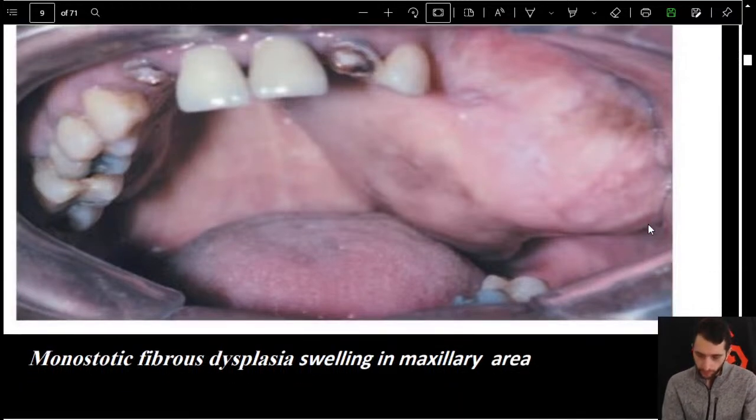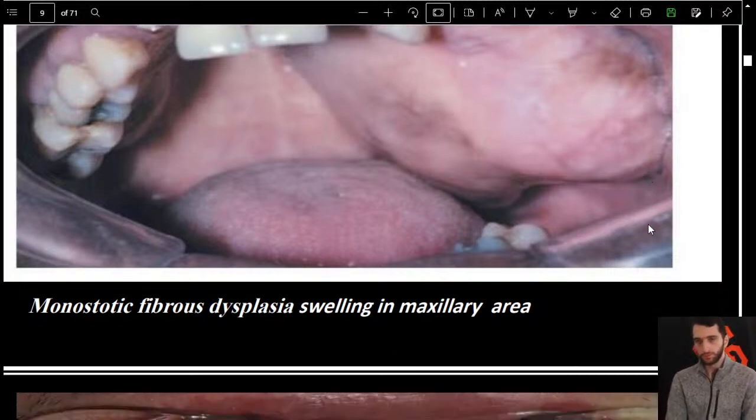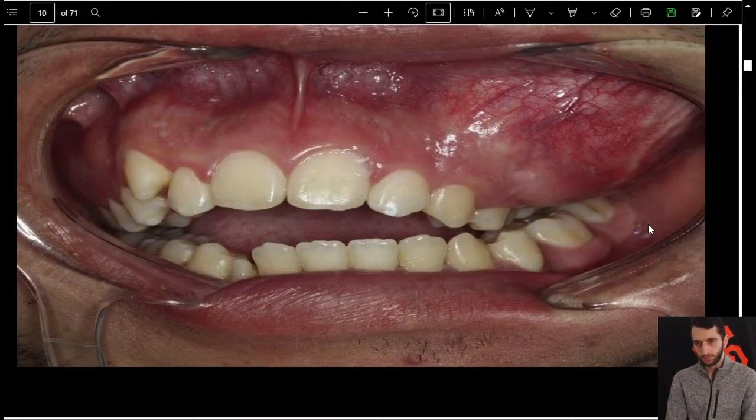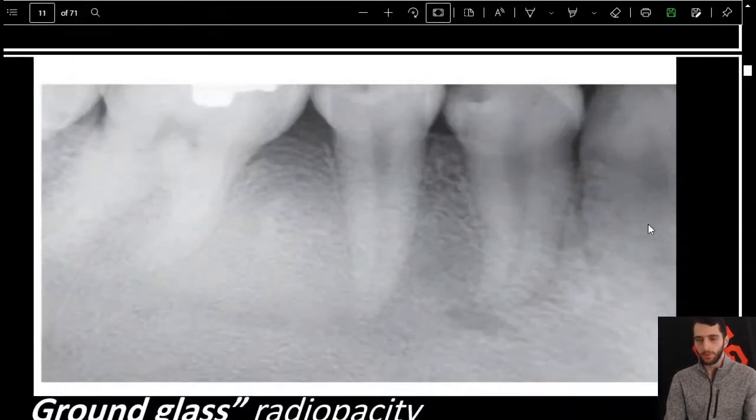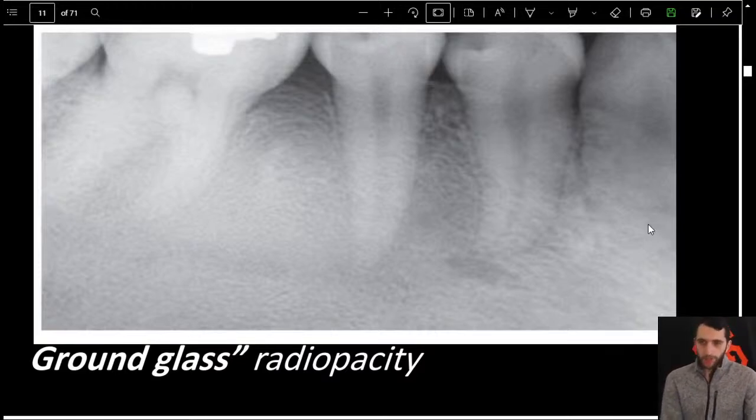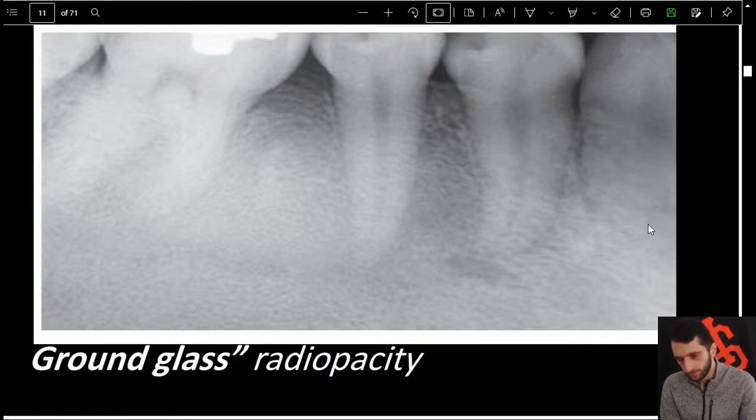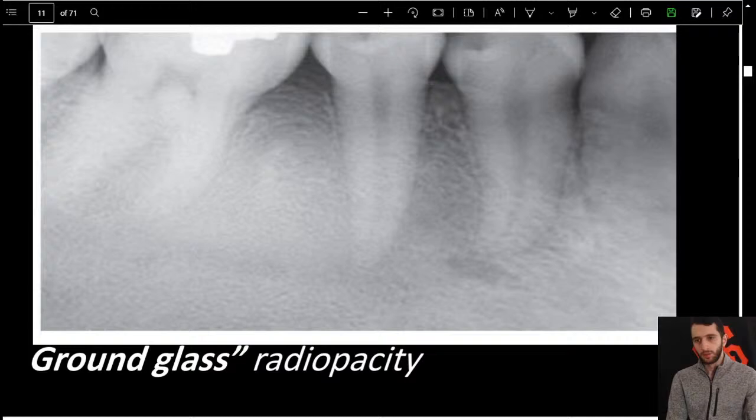Monostotic fibrous dysplasia swelling affecting the maxillary area. Here we have the same thing. The ground-glass appearance, or groundless, radiopacity of the monostotic fibrous dysplasia.